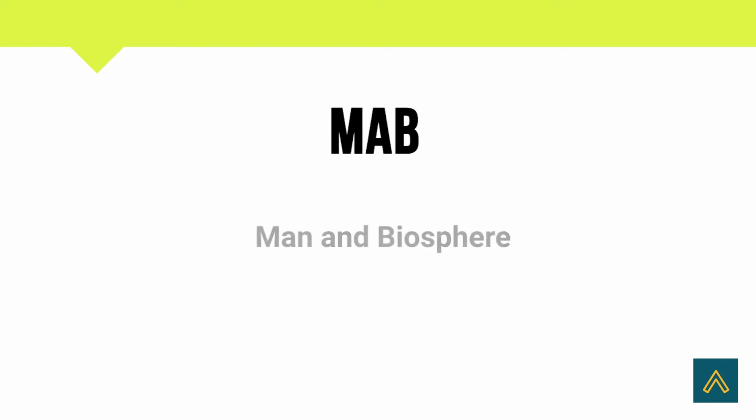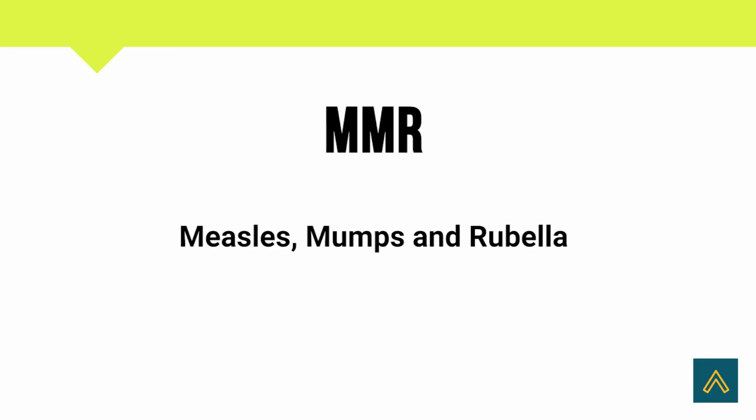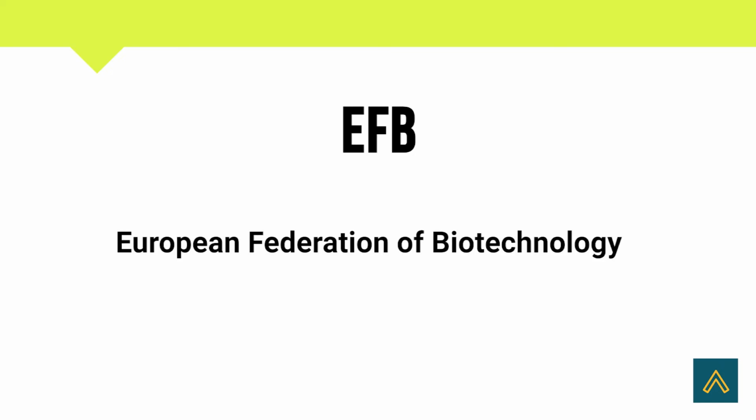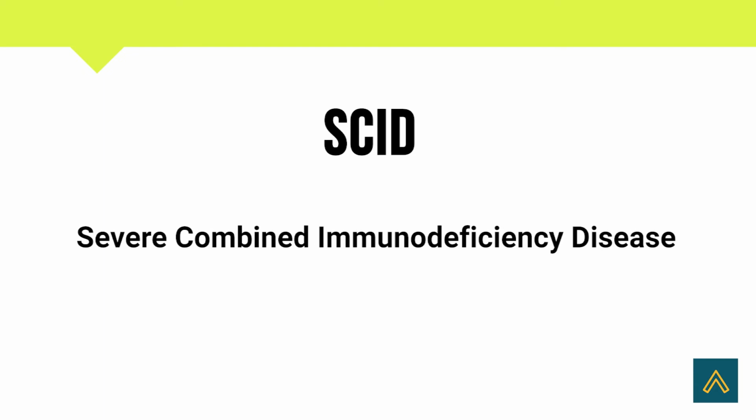MAB. The full form of MAB is Man and Biosphere. MMR. The full form of MMR is Measles, Mumps, and Rubella. EFB. The full form of EFB is European Federation of Biotechnology. SCID. The full form of SCID is Severe Combined Immunodeficiency Disease.